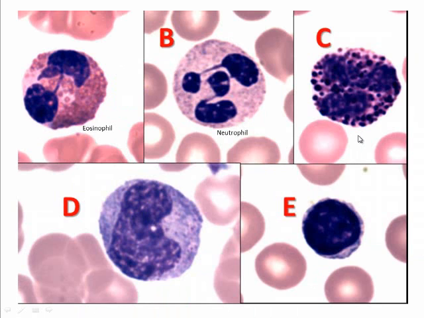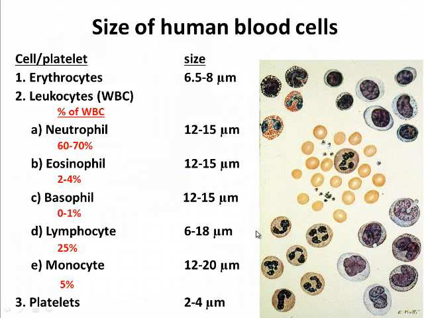Lobated nucleus, big blue granules, basophil. Big cell, kind of horseshoe-shaped nucleus, monocyte. A fairly small cell with mostly nucleoplasm, a little bit of cytoplasm, lymphocyte. So here you can see the comparisons of the different blood cells as drawn here.